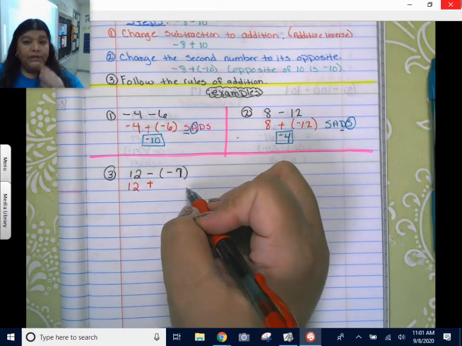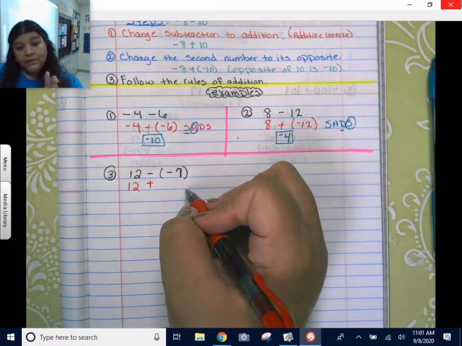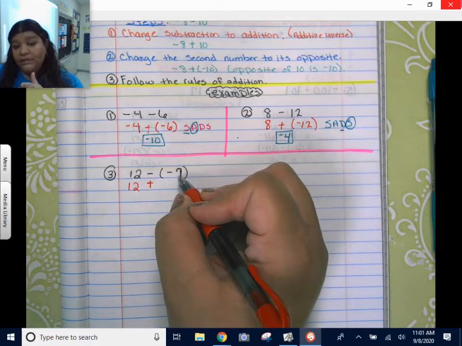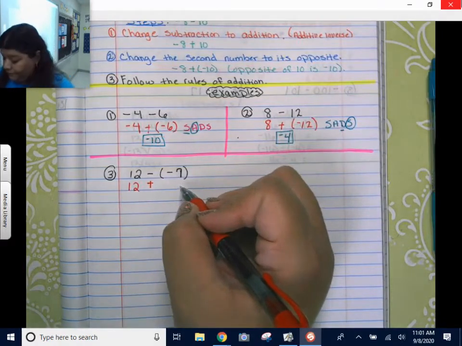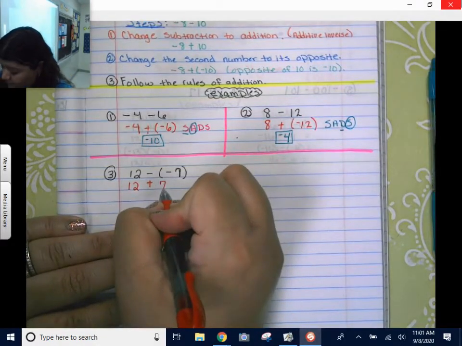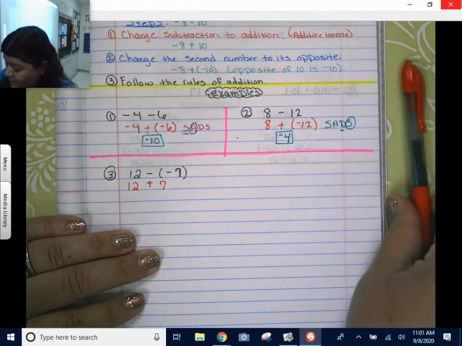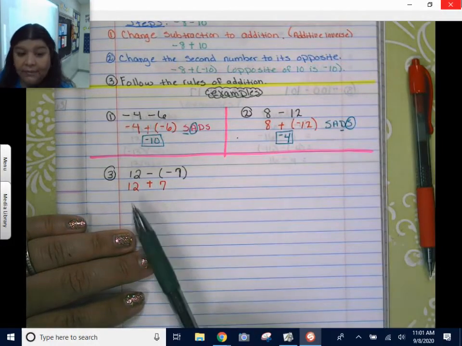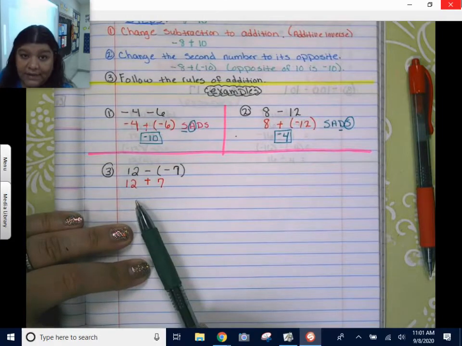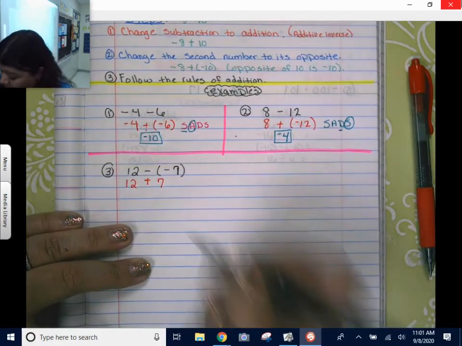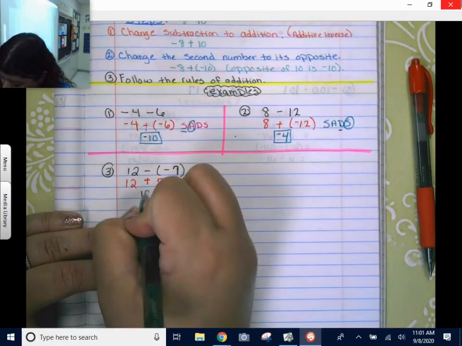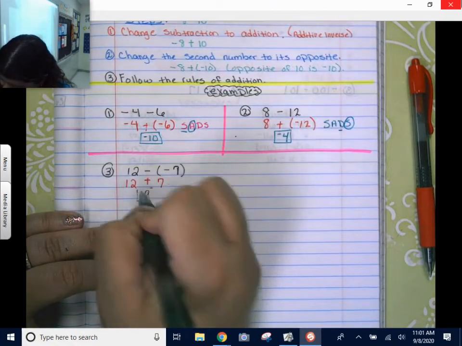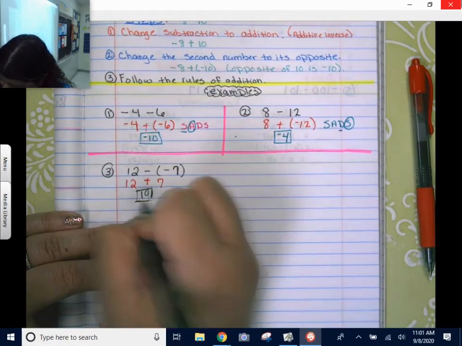Step 2, change the second number to the opposite. So in this one, I have a negative 7. What is the opposite of a negative 7? A positive 7. And then take a look. My signs here are the same. I have a positive 12 and a positive 7, so you add them, and you get positive 19.